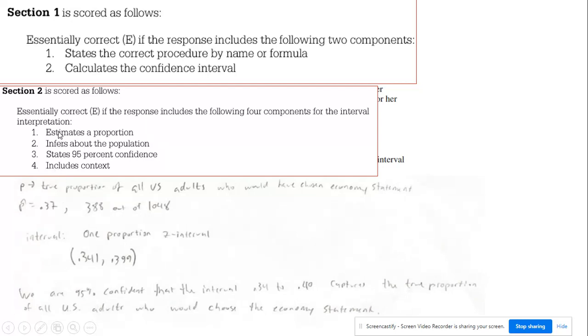To get an E, you have to have all 4 parts of these. So if you didn't have the we are 95% confident, if you didn't have context, or make a statement about the population, you'd be down to a P on section 2. So part A was worth up to 2 points, essentially, actually a little bit more because of how this problem ends up being scored later on.